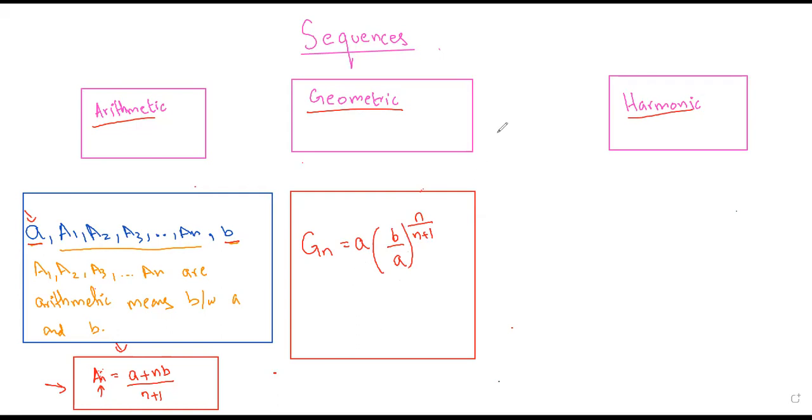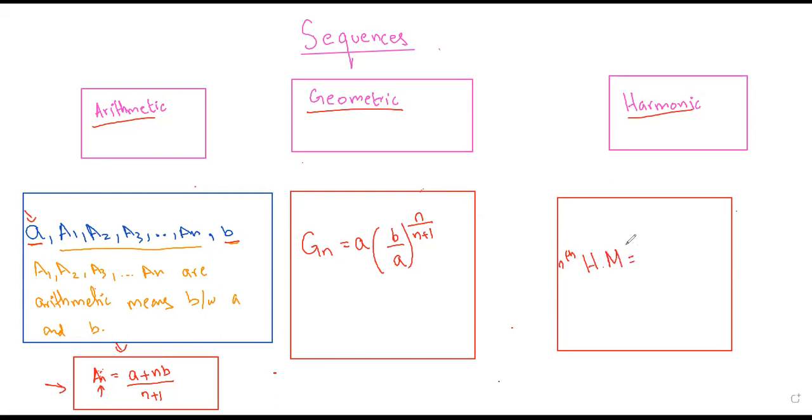And in case of harmonic mean, we have a formula. So that says, in case of the nth harmonic mean, the idea is we do N plus 1 AB divided by NA plus B, right? So we have three formulas for the three different types of means, okay? For arithmetic mean, we use this formula. For geometric mean, we use this one. And for harmonic mean, we use this formula.